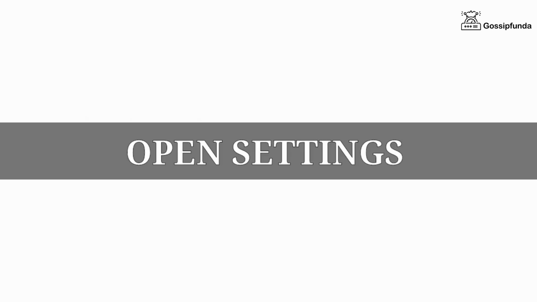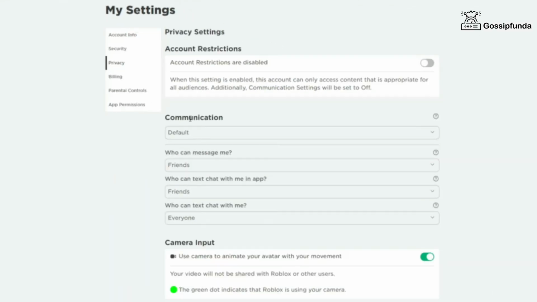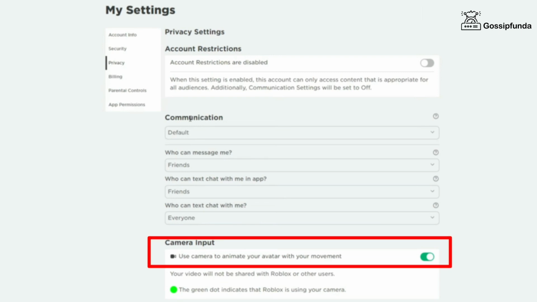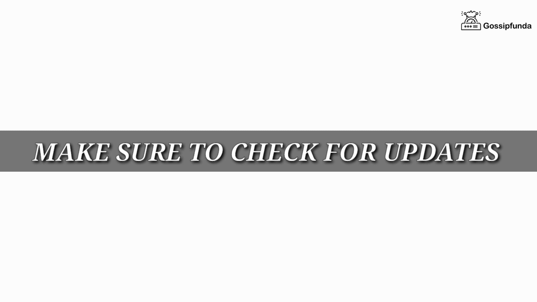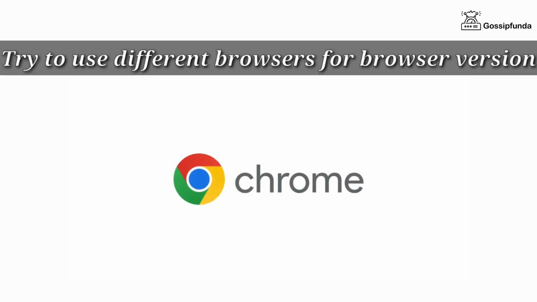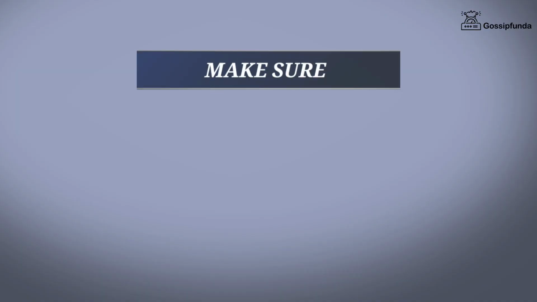Also make sure to give camera input permission to Roblox, and for that open settings of Roblox, go to privacy settings, and here you will see an option of camera input. Make sure to enable this option. Also check for updates if you are using the Roblox application, and if you are using the browser version, then try using another browser.